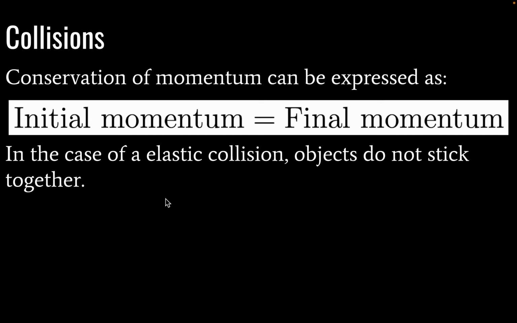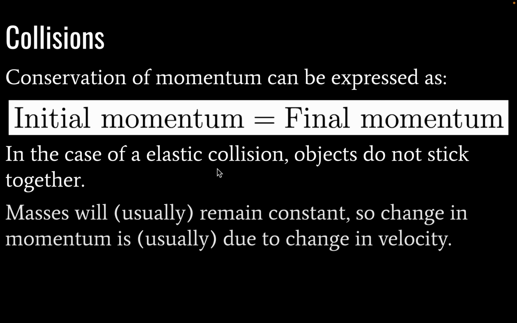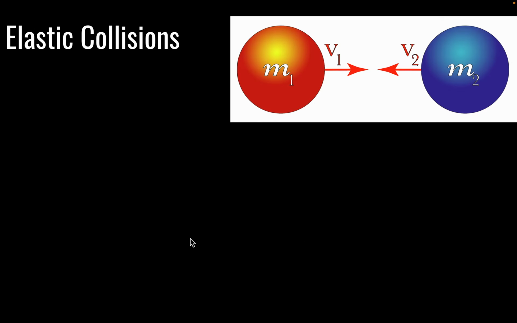So as we've discussed, in elastic collisions, our objects don't stick together. Our masses are typically going to remain constant, so a change of momentum will usually be due to a change in velocity. But you can imagine some scenarios where the mass would not remain constant. An example of that would be, let's say you have a bucket on a cart, and the bucket is filling up with water due to rainfall. So that's going to increase the mass. And if your momentum is conserved, that's going to change your velocity. So these "usuallys" are pretty important caveats.